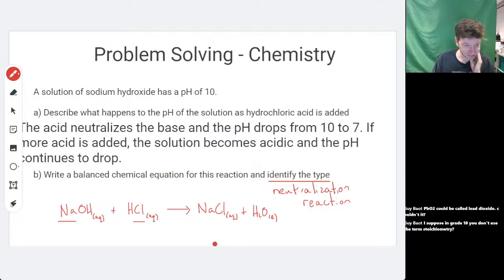I think it actually looks pretty good anyways. So you have 1 sodium, 1 sodium, 1 chlorine, 1 chlorine. Here we have 1 oxygen, 1 oxygen, 2 hydrogens, and 2 hydrogens. So that's already balanced for us.